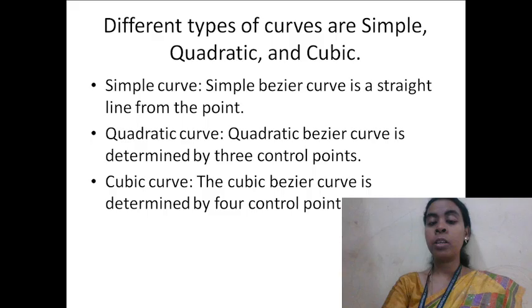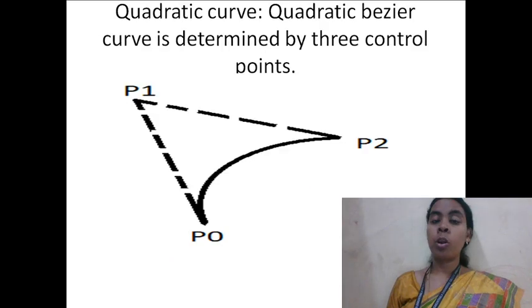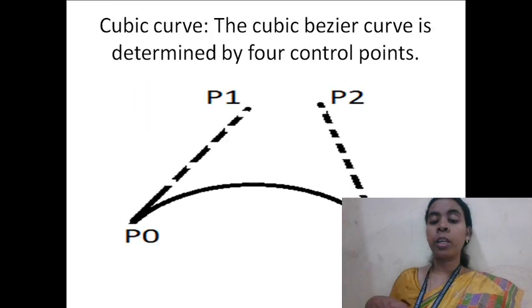Here, the simple curve: we place points P0 and P1, connect them and form a straight line. The quadratic curve has three control points, P0, P1 and P2, to connect them. In the quadratic curve, the straight line bends in the middle point. Next one, the cubic curve. The cubic curve has four control points P0, P1, P2 and P3. It connects P0 and P3 and bends depending on P1 and P2.